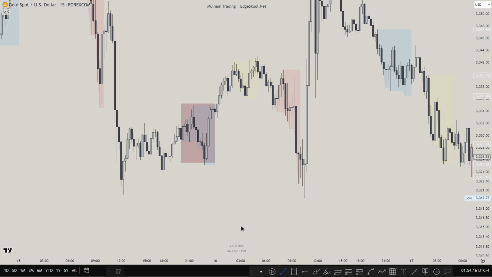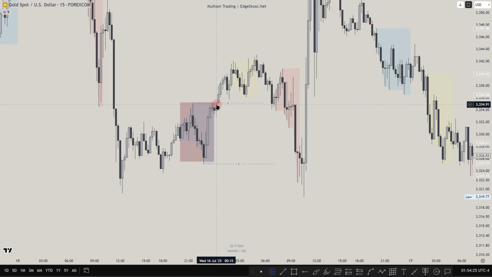What is the low of Asia? It's this one here. What is the high? Let me put it in another color. What is the high? It's this one here. Now when did we take the high? Is it at 2 a.m. or after 2 a.m. or before? Actually before. The high was already taken, so there is no entry here.